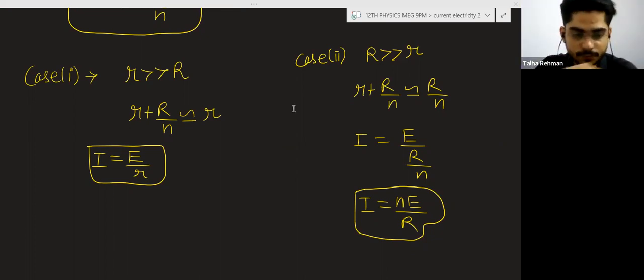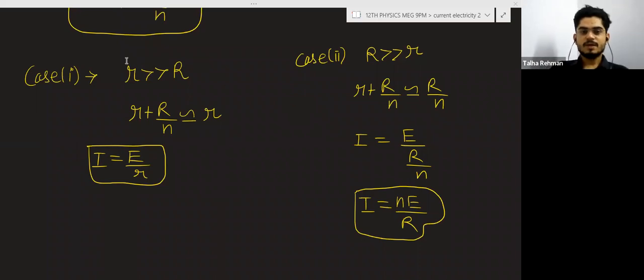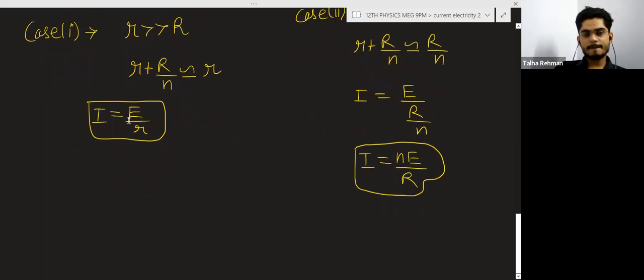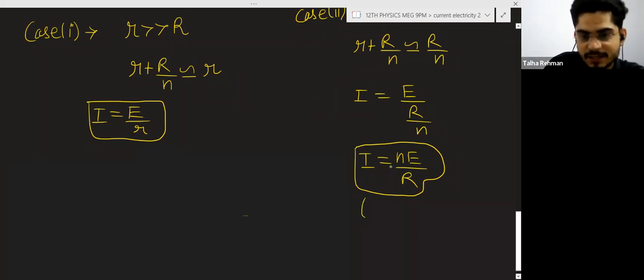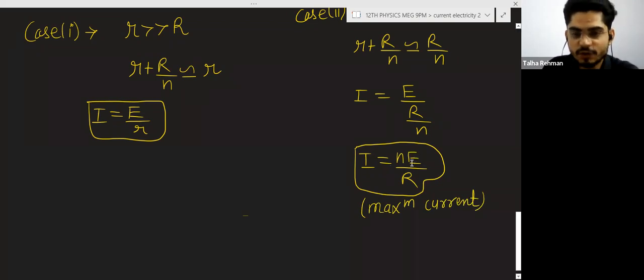Okay, Hamza. So here you can see, here this internal resistance is larger, here the external resistance is larger. Okay, but here you will see this E by r. See, here r is much, much greater. So it means that the current in this case is lesser, and current in this case is larger. So this is the larger current, means this is the maximum current. Why is this current maximum? Because when you compare this with this, you will see r is very much greater, and when you divide E with r, you get less current.